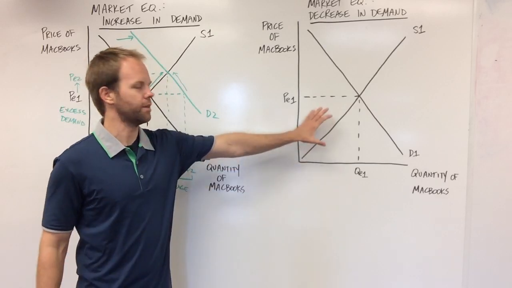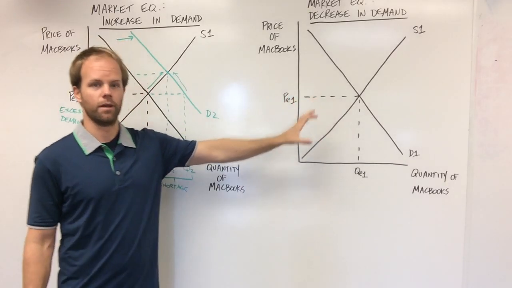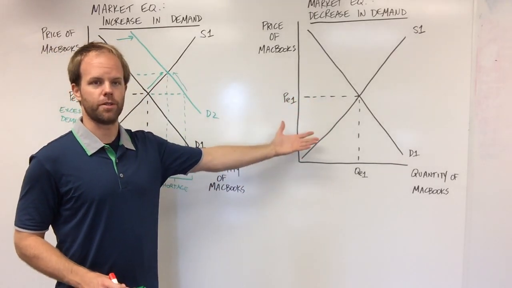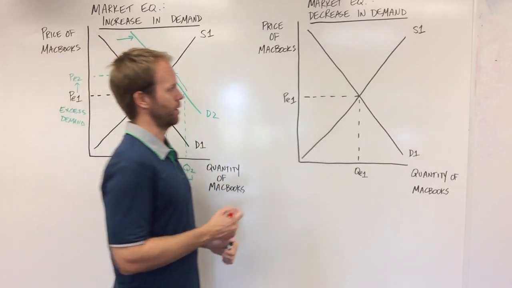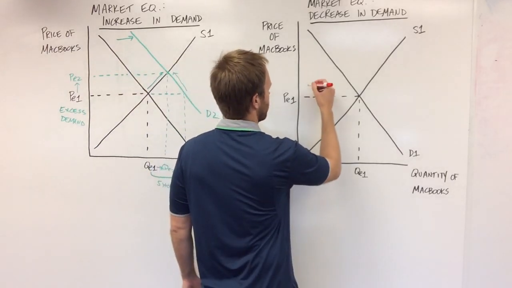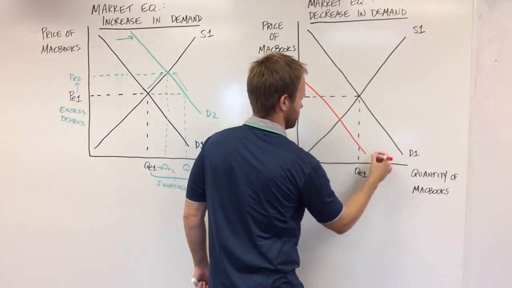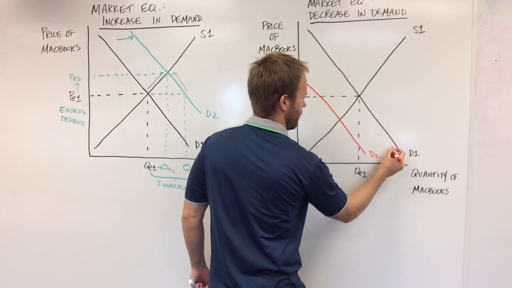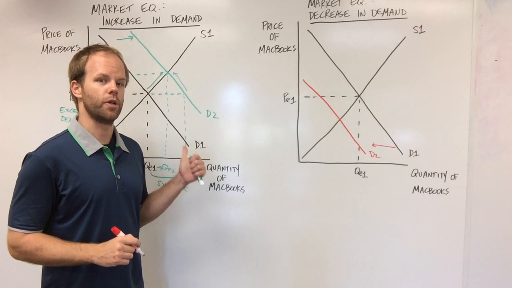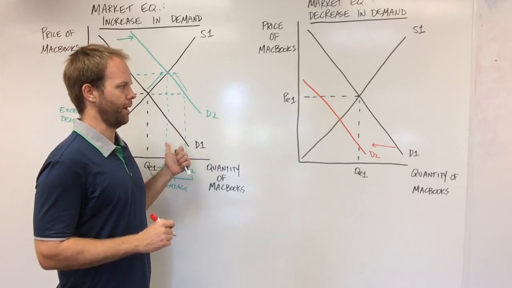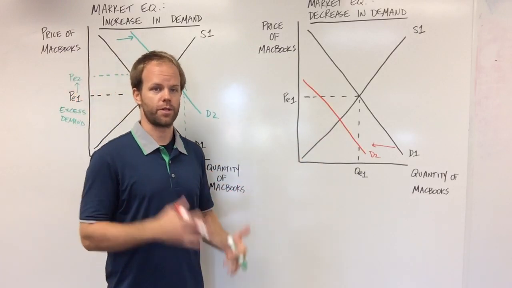So this was the market before Google Chromebooks hit the scene, right? But when those cheaper substitutes hit the market, we're going to have a decrease in demand for MacBooks. And again, we'll show that in red here, and put an arrow on there to show the shift. So similar to when we showed an increase in demand, when we show a decrease in demand, we're going to have a price equilibrium problem to start.